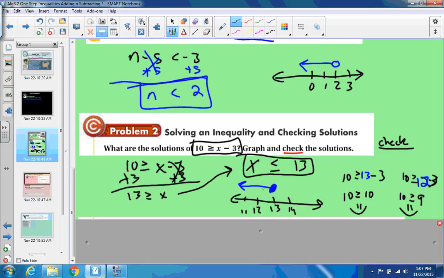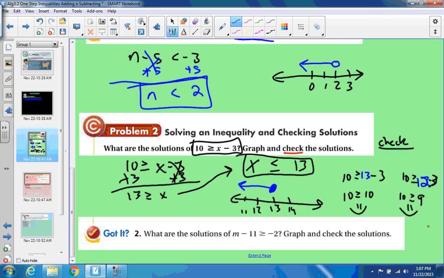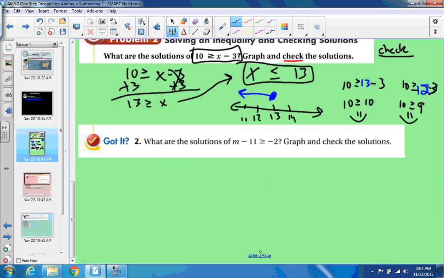Then you can check the graph. It should be either 13 or less. So let's do one more like that. I'd like you to solve it on your own first, and then we'll graph it and check it. So we have m minus 11 is greater than or equal to negative 2. To solve that, we do our addition property of inequality, adding 11 because that'll cancel out the minus 11 that's over here. Add 11.